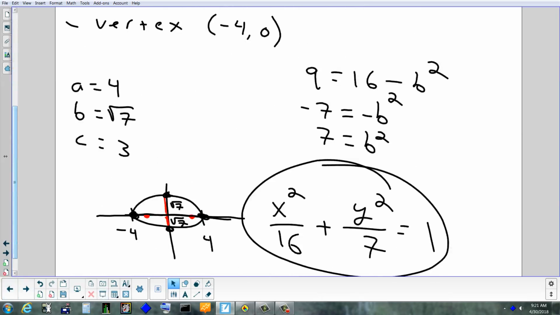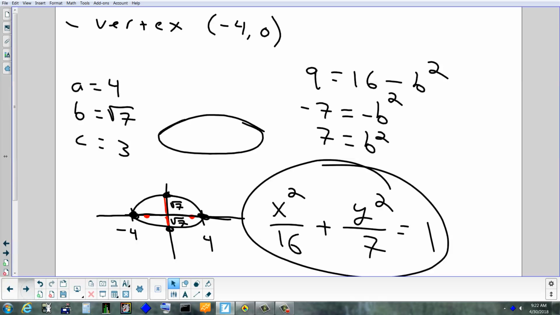Any questions on that? Now, is that something you could type in on the graphing calculator the way I have it written? No? What would you have to do, Caleb, to type that in? You'd have to make it like a y equals. Yeah, you'd have to make it y equals, which isn't awful. You'd have to subtract this x squared over 16 to the other side, and then multiply by 7, and then take a square root. And the way your calculator would graph it is it would do top part, bottom part separate. Okay. That's how it would look. I'm not too concerned about graphing it on the calculator, but that's how you would do it. Okay. Any questions on that equation?